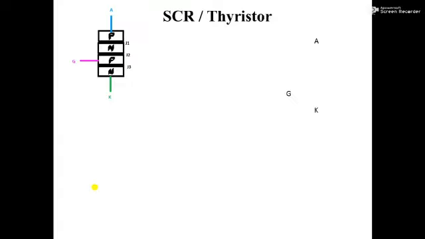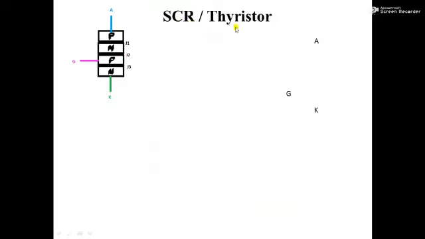So just have a look at this construction. This first diagram shows the construction of SCR. Now SCR is a power electronic device which has 4 layers of semiconductor, PNPN, thereby forming 3 junctions. This is junction J1, this is junction J2 and the last junction J3. So you have 3 PN junctions in an SCR.